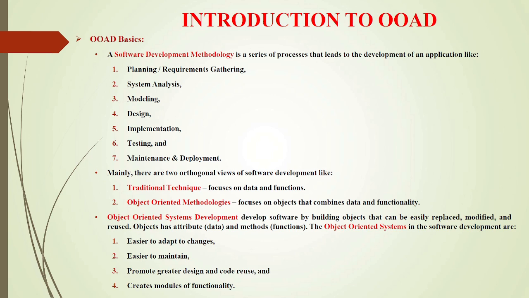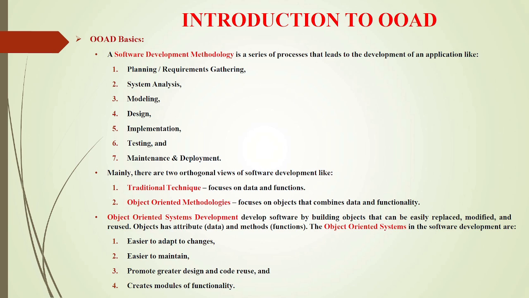The first phase talks about the planning and gathering of the requirements. The second phase talks about the system analysis. The third phase talks about modeling. The fourth phase talks about design. The fifth one is your coding or implementation part. The sixth one is the testing. And finally, the seventh module talks about the maintenance and the deployment of the project.